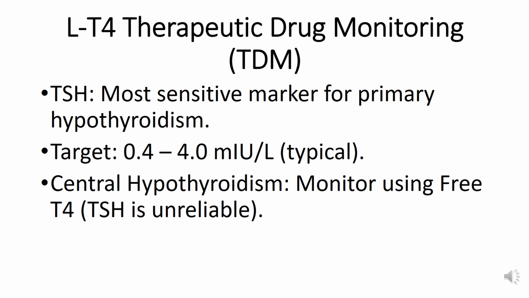However, there is an important exception. Not all forms of hypothyroidism can be monitored using thyroid-stimulating hormone alone. In central hypothyroidism, the problem does not originate in the thyroid gland itself. Instead, it arises from dysfunction of the pituitary gland or hypothalamus. Because these structures are responsible for producing and regulating thyroid-stimulating hormone, thyroid-stimulating hormone levels may be abnormally low, normal, or otherwise misleading, even when thyroid hormone levels are inadequate. In these patients, thyroid-stimulating hormone can no longer be relied upon as an accurate indicator of treatment response.